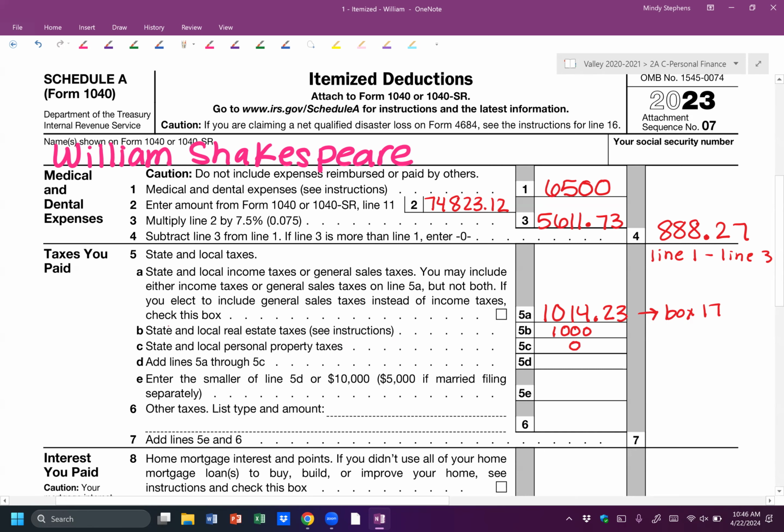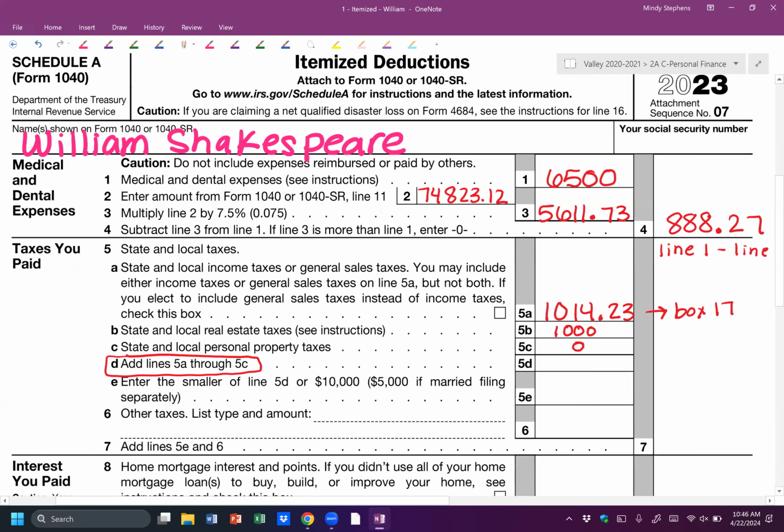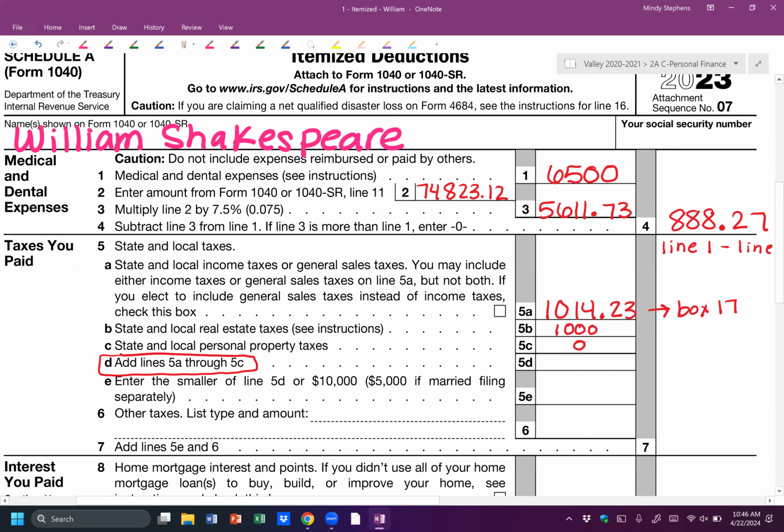So 5D, add 5A through 5C. So we're adding those together. So add A, B, and C. I get 1,014.23.